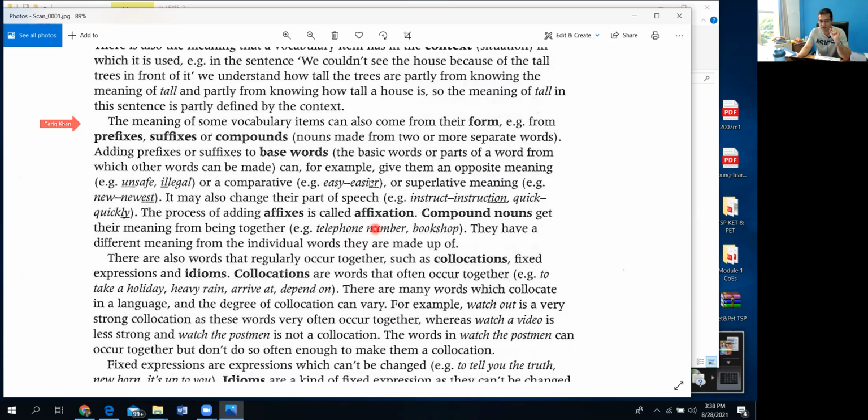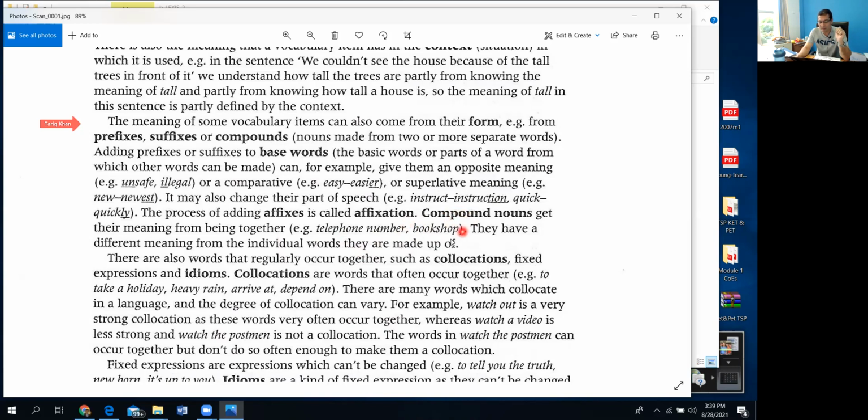All right. Then comes what we call compound nouns. You see here, compound nouns get their meanings from being together. We mix up two nouns and we make another word. All right. What happens in that? If you see telephone number, number is a different noun, telephone is another, but when we say telephone number, we mean something different. We name the number which you can use only for a telephone. Otherwise, you have a house number, a building number, a vehicle number, a passport number, an ID number. But that one is different when we say telephone number.